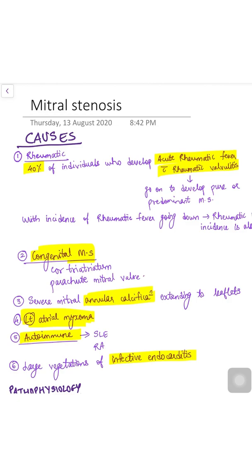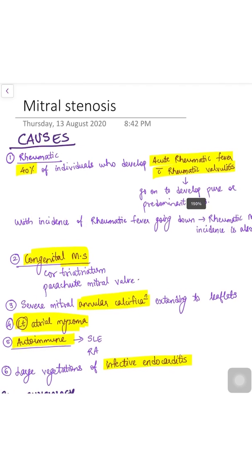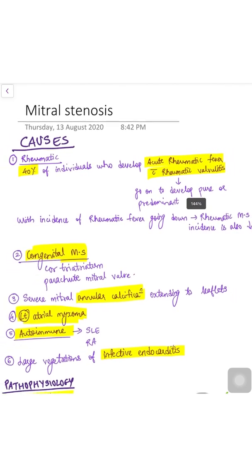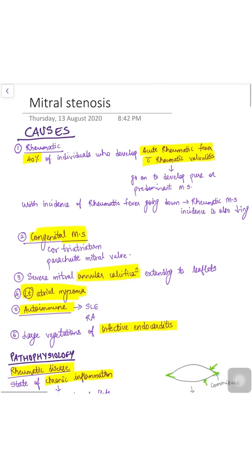But the incidence of rheumatic fever is going down because of improved socio-economic conditions and more availability of antibiotics. Since the incidence of rheumatic fever itself is going down, the incidence of rheumatic mitral stenosis is also decreasing in India. But it still remains the most common cause of mitral stenosis in India.